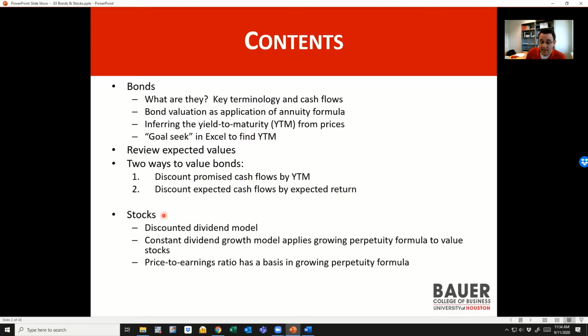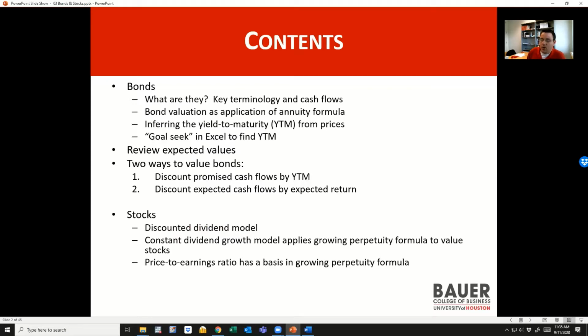Next, we'll move to stocks. So in this class, the answer for anything is going to be you have to discount cash flows. Okay, for a stock, what does that mean? Well, the cash flows from owning a share in a company are called dividends. And so that's the cash flow. If you want to value a stock, you just have to discount all the dividends. So that's called the dividend discount model.